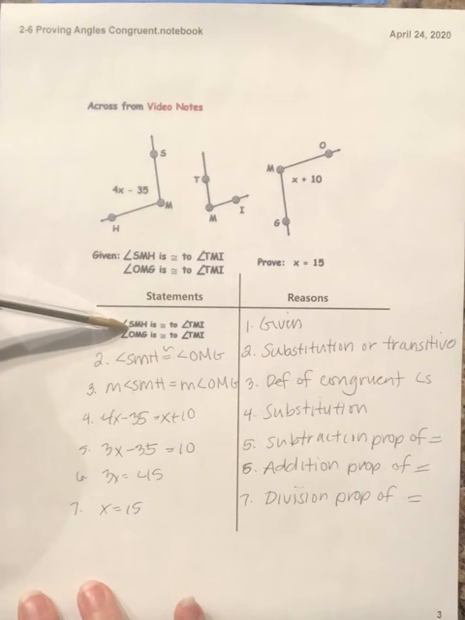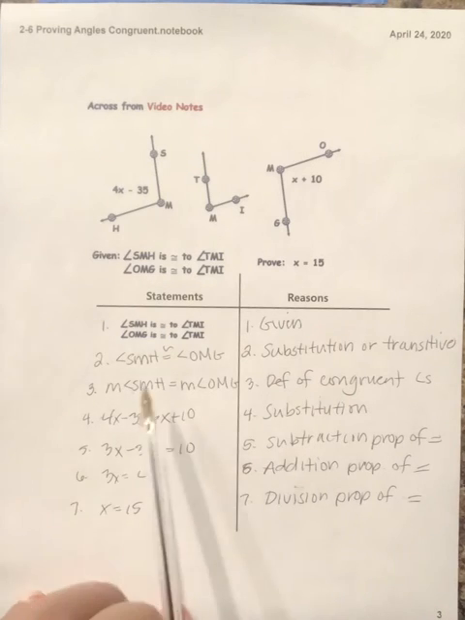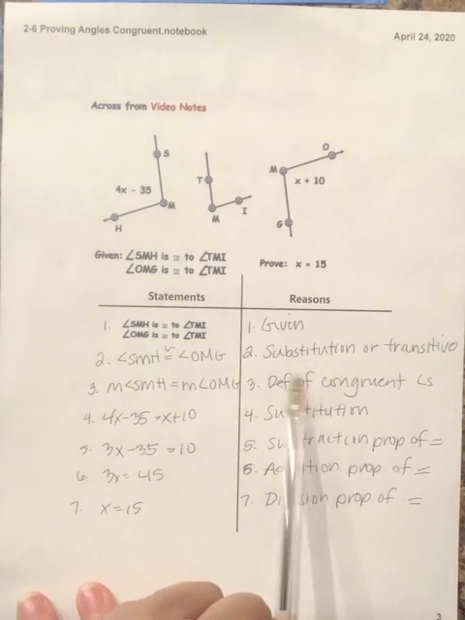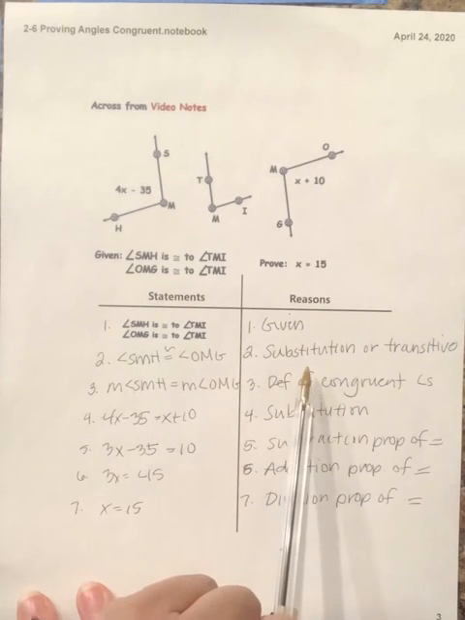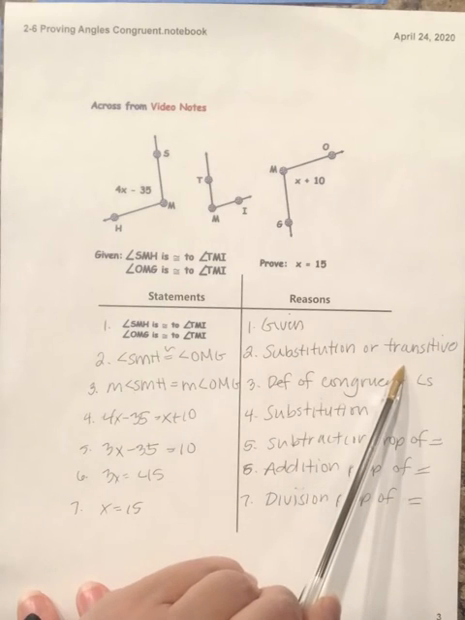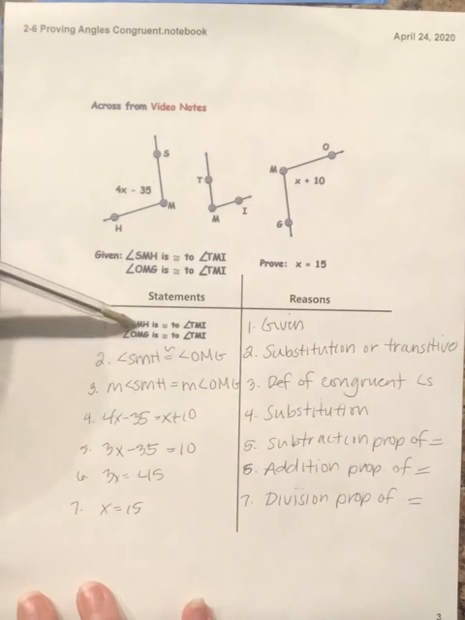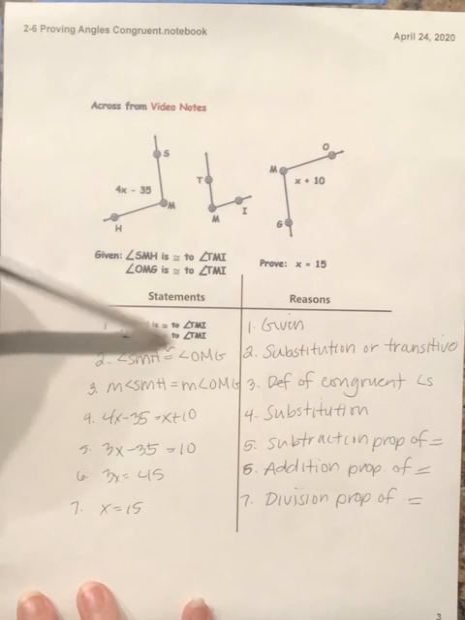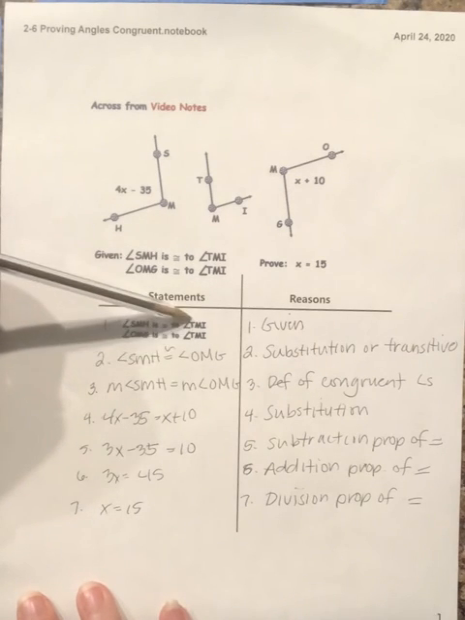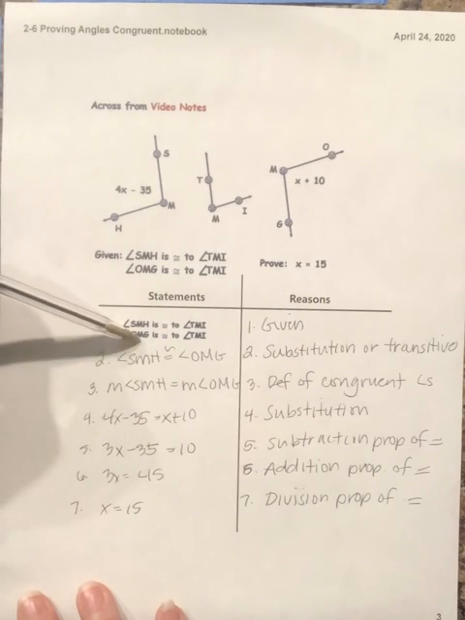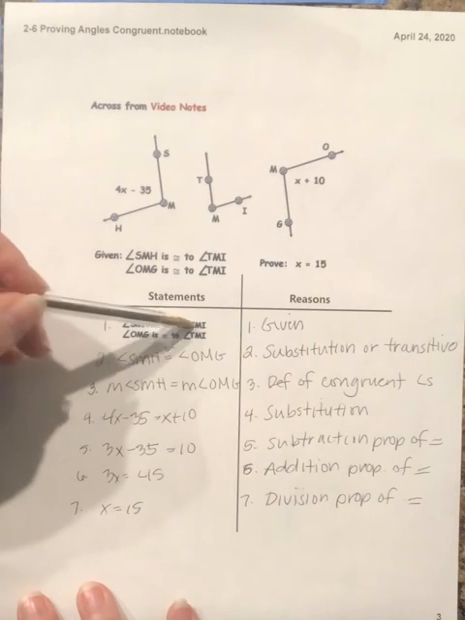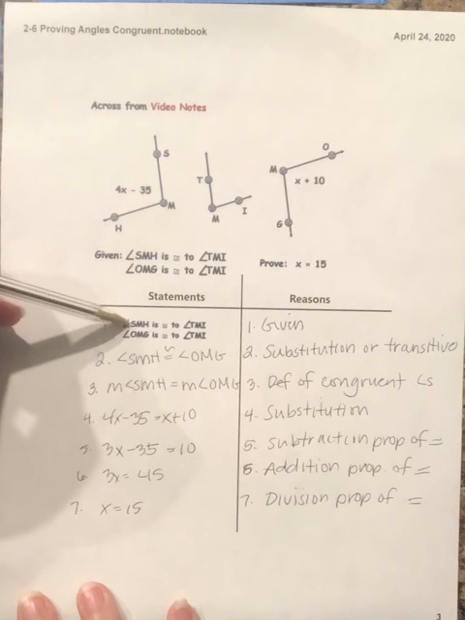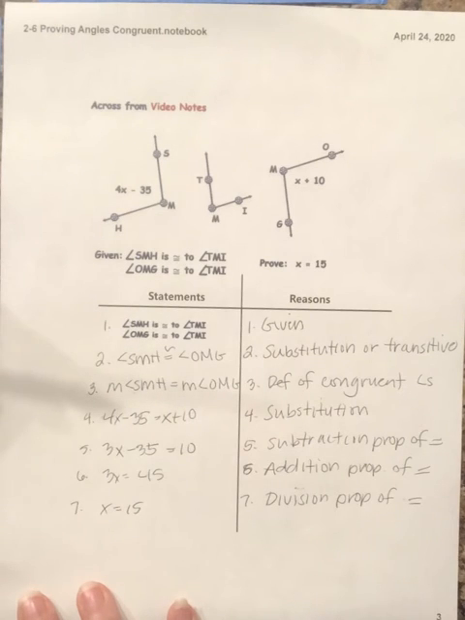So I have to, again, figure out, okay, well, where do I go from these givens? Well, I could look at this actually in two different ways. I could say that angle SMH is congruent to angle OMG through either substitution or the transitive property. They're both kind of congruent to the same thing. So in a way, they're sort of equal. So I substituted, or I could think, if SMH is congruent to TMI and OMG is congruent to TMI, then SMH is congruent to OMG.